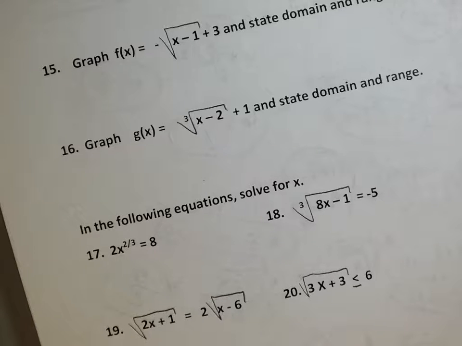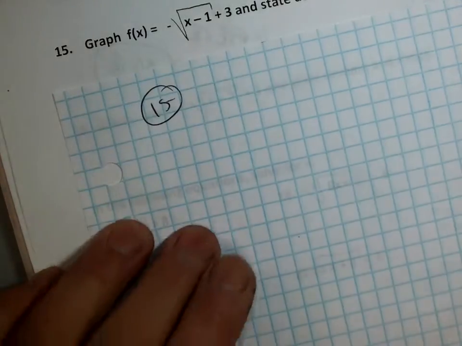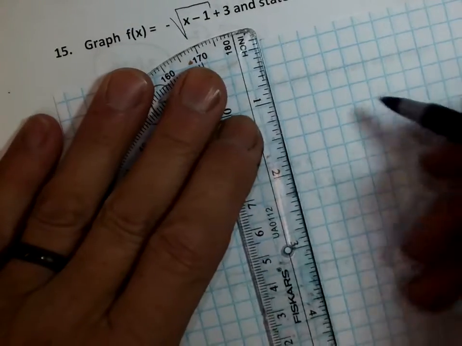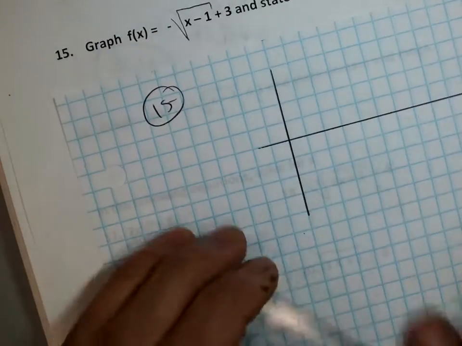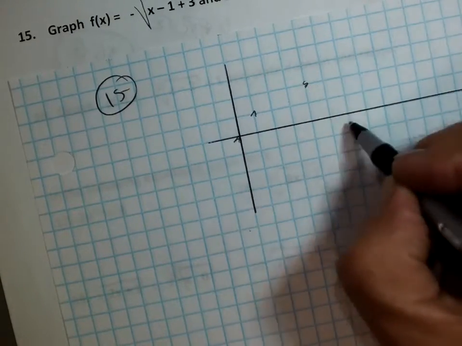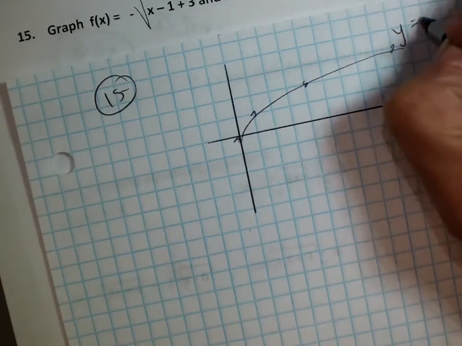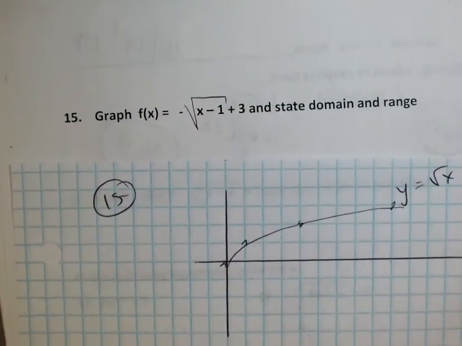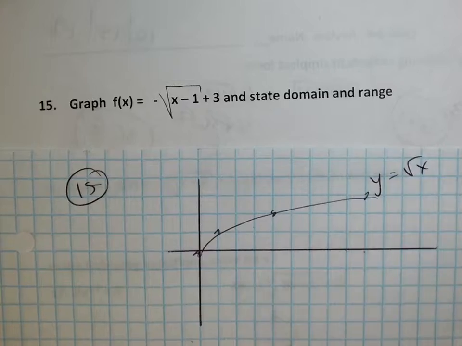Let's do 15. On 15, what I want to do is show the parent function first, okay? And the parent function looks like this. 1, 2, 3, 4, 5, 6, 7, 8, 9. That's just y equals the square root of x, okay? That's the parent function. Now that is not what I'm going to graph, but I'm going to move this. I'm going to do 3 things. That's my parent function. And what I'm going to do is we're going to make it upside down.